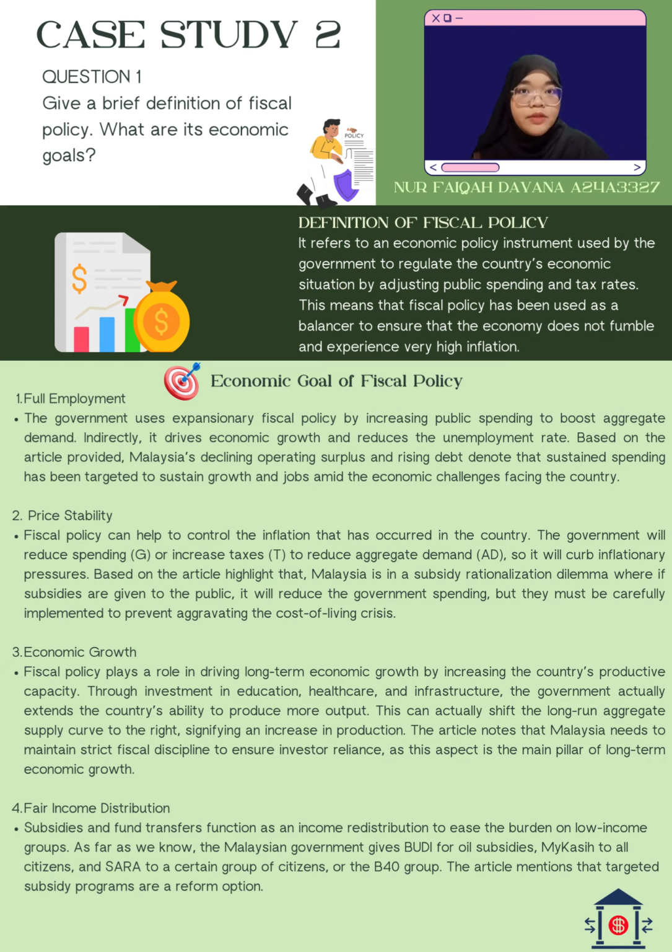Second is price stability, which is to control inflation. If prices rise too fast, the government can cut spending or increase taxes to reduce aggregate demand. So it helps to stabilize the prices. However, Malaysia faces a challenge. Reducing subsidies can help the government's financing, but it may increase the cost of living. So the policy must be implemented gradually and carefully.